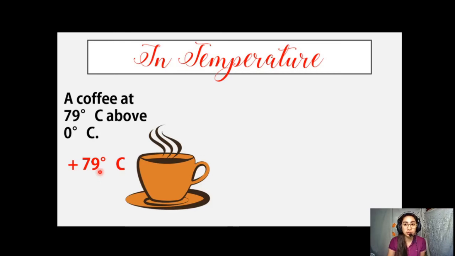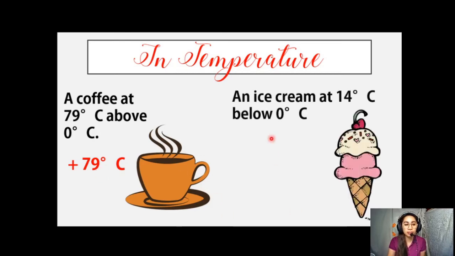degrees Celsius. Another example in temperature that we have is an ice cream at 14 degrees Celsius below 0 degrees Celsius. From the word below, ano ang i-indicate natin dyan? Is it positive or is it negative number? Okay, that is a negative number. So, we're going to represent the situation as negative 14 degrees Celsius.